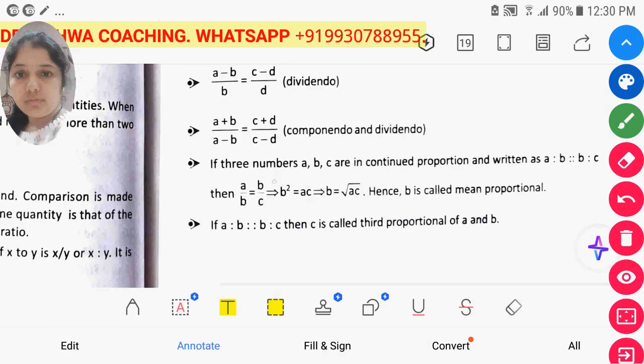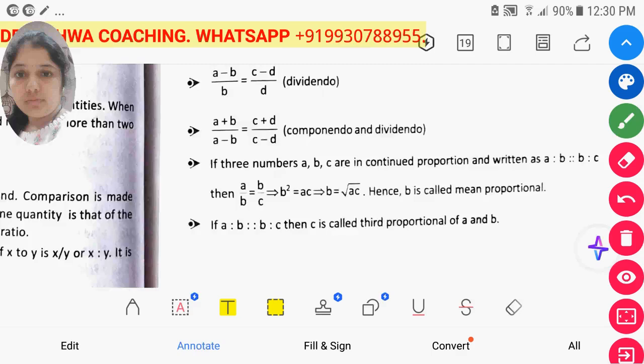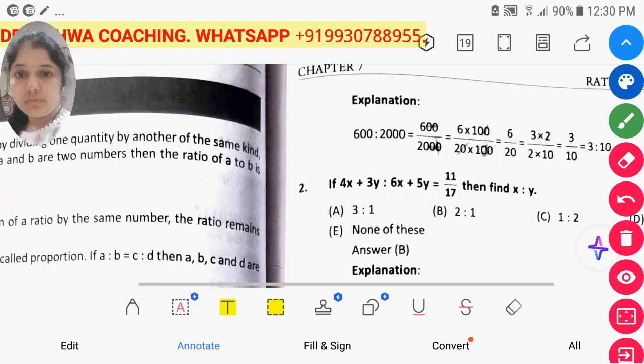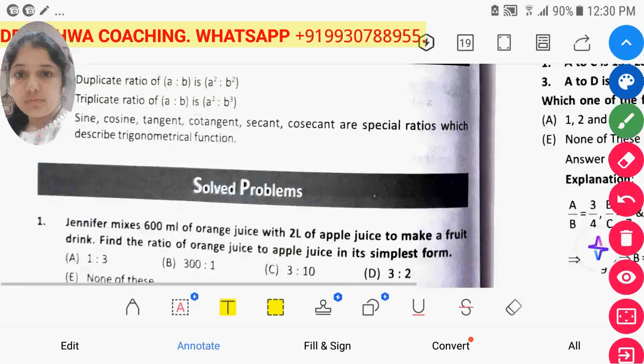Now if three numbers A, B, C are in continuous proportion, they are written as A is to B is equal to B is to C. Then B squared is equal to AC, and here B is the mean proportional, and the third proportional is C. So these are some basic terminologies which we must know before we move ahead.